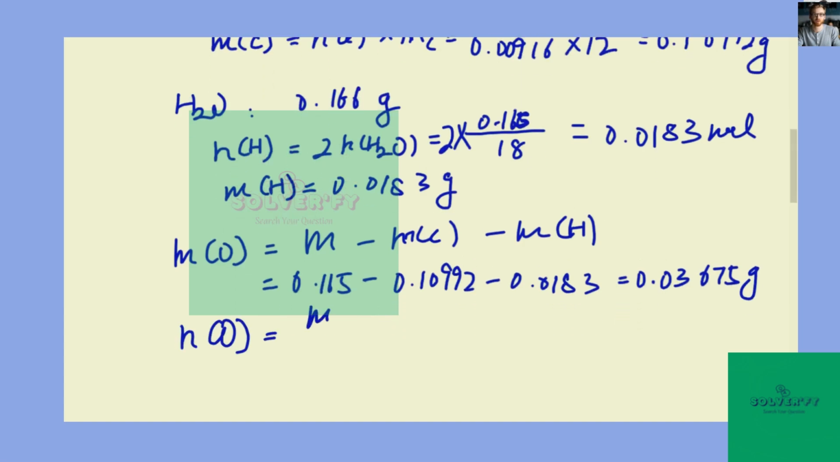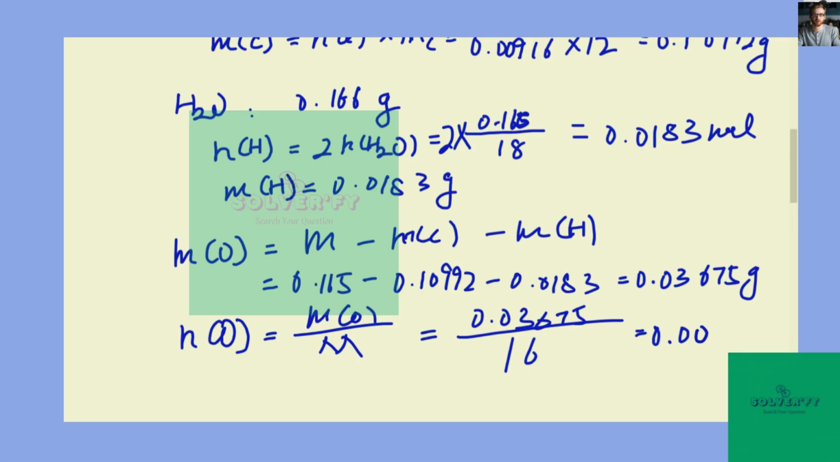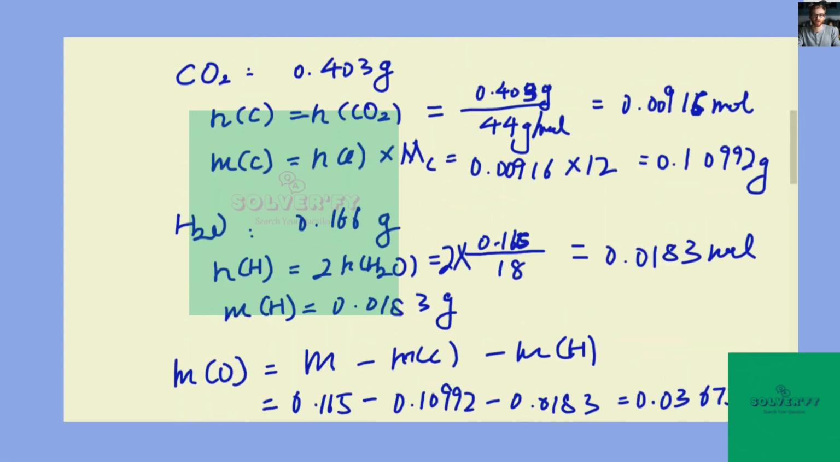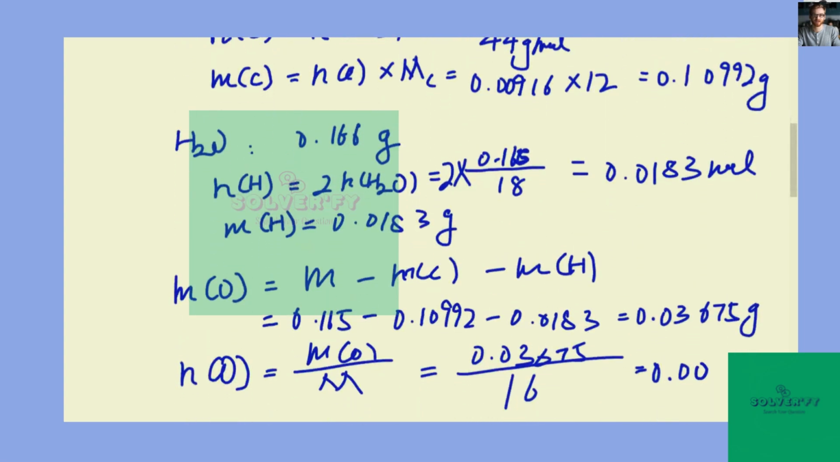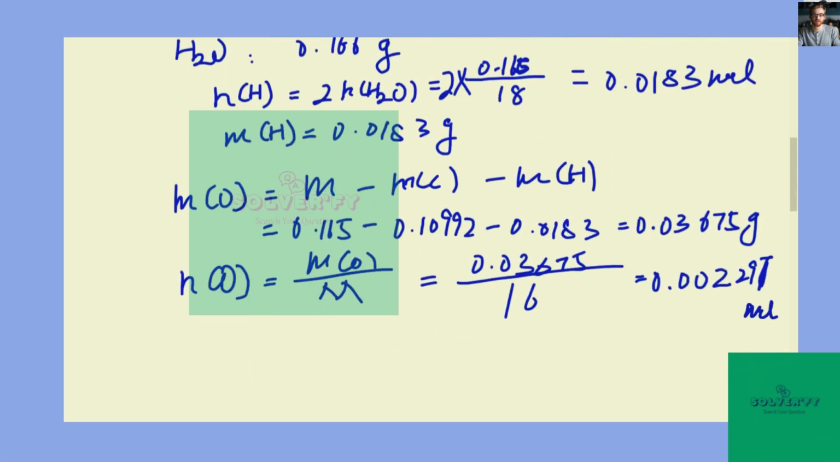Using that, we can calculate the moles of the oxygen. Simply use the mass of the oxygen over the molar mass of oxygen, which is 16, right? So 0.03675 over 16, and this equals 0.002297 moles of the oxygen. So now we can know the answer, right?